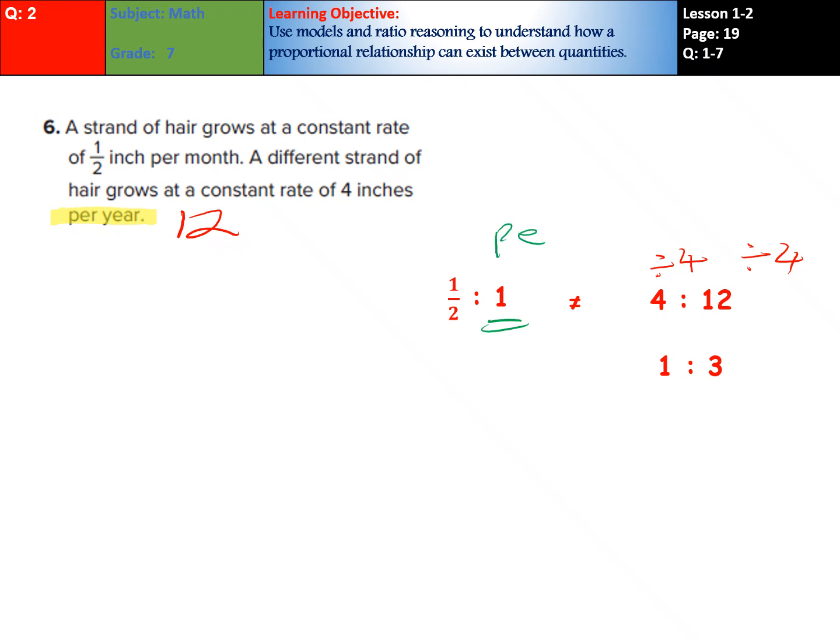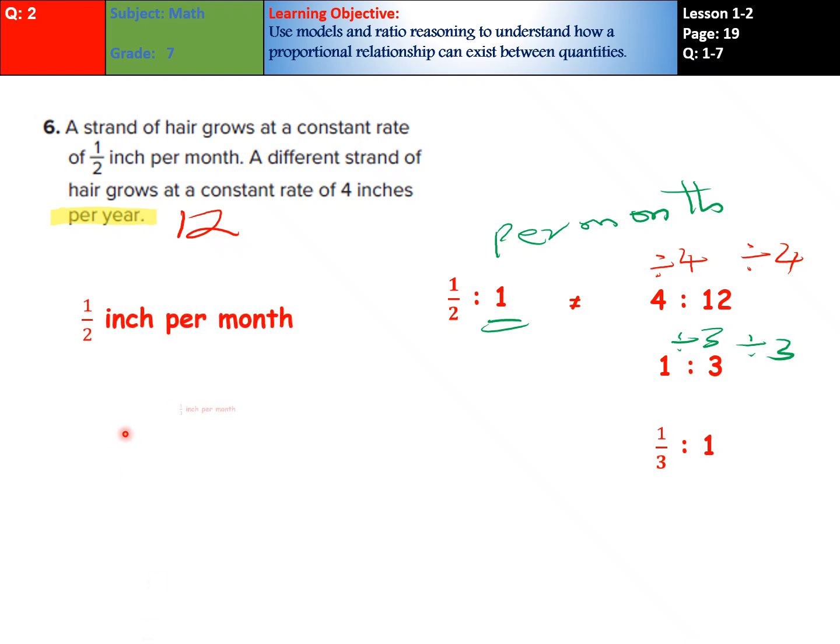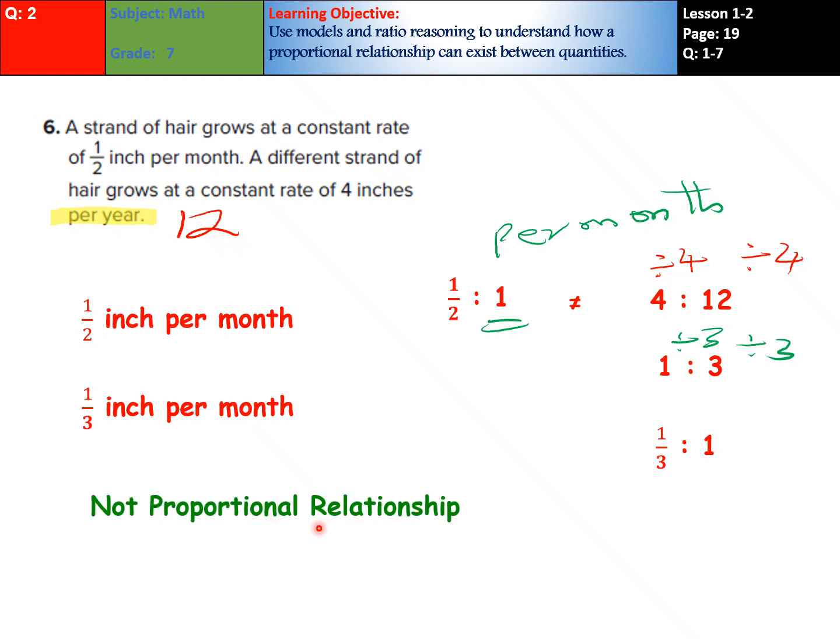Per month means 1 month. We have to convert the second one to 1, so we will again divide it by 3 and 3. It will give us 1/3:1. So one of the strands says 1/2 inch per month. Another strand says 1/3 inch per month. Both of them are not similar, so the ratios are not proportional. In another case, if you are confused to get this form, still 1/2:1 and 1:3 are not same, so directly you can say the ratios are not proportional.